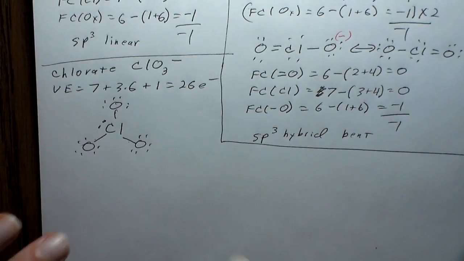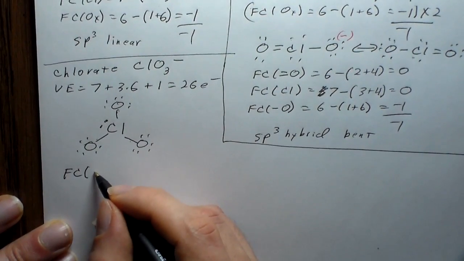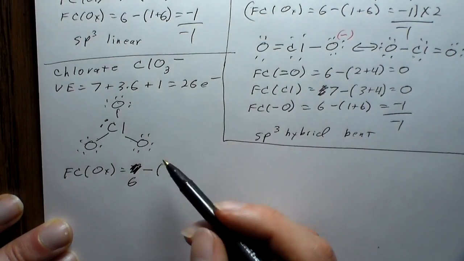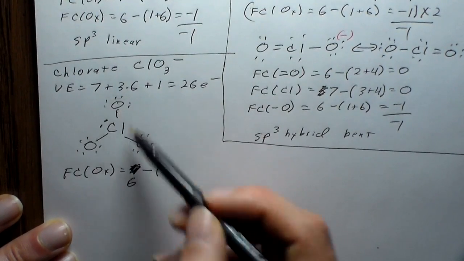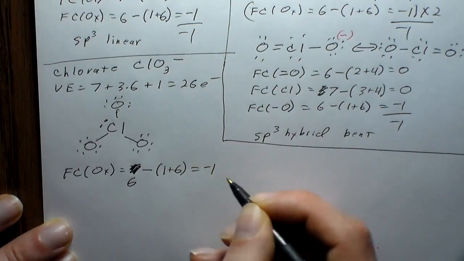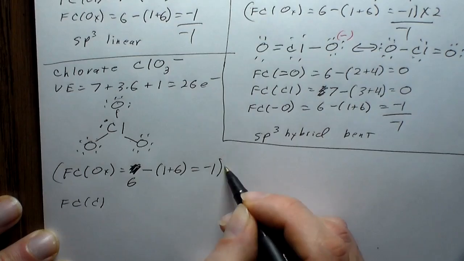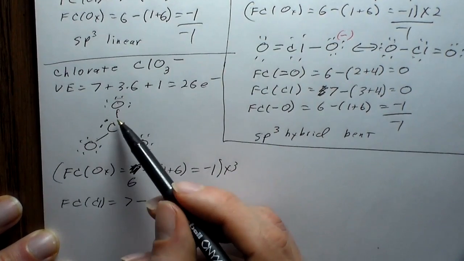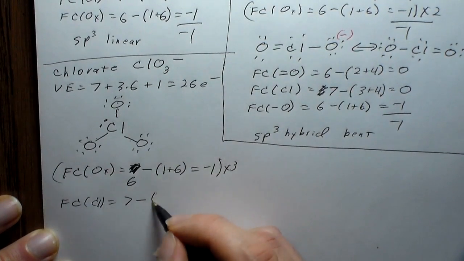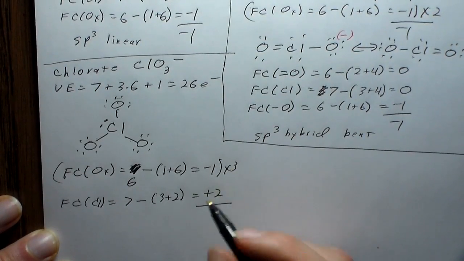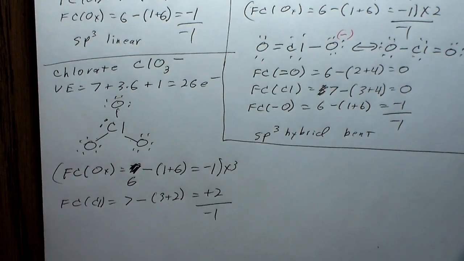Okay, check my formal charges. So on the oxygens, and we've seen this a bunch of times, for my oxygens here, that's going to be 1 line and 6 dots. That's going to be a minus 1. The formal charge for my chlorine, and of course there's 3 of these oxygens: that's 7 minus, and now there are 3 lines and 2 dots. And that's going to be a plus 2. Now it's going to be negative 3 plus 2. That's a minus 1 formal charge.